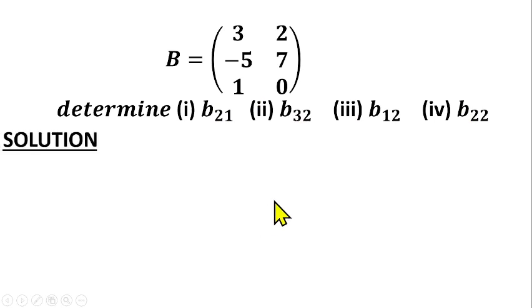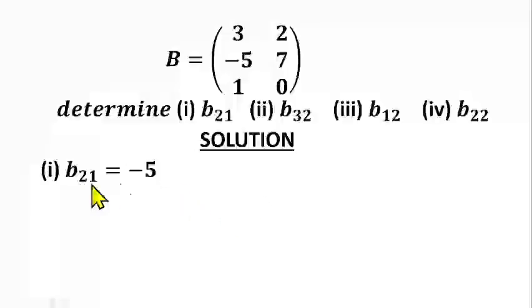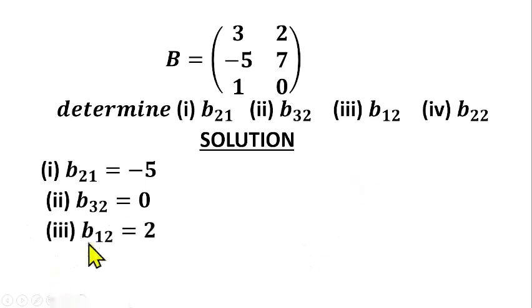Now let's start. For B21, that means the element in the second row, first column. Where is the second row? This is the second row. And where is the first column? First column. So second row, first column, that means the element is -5. Then for the next one, B32, that means third row, second column. Third row, second column, that will be 0.